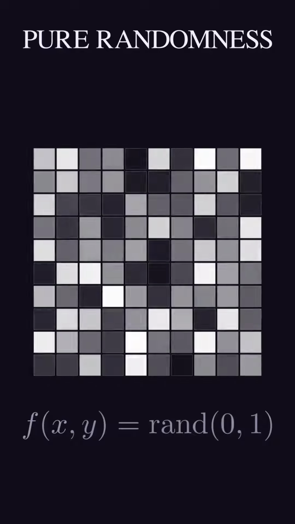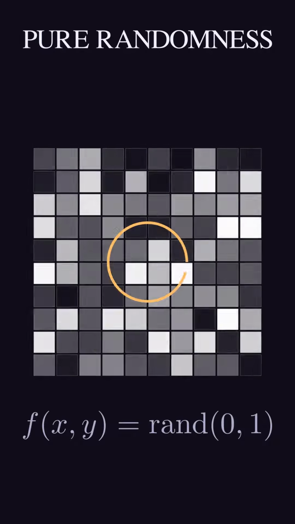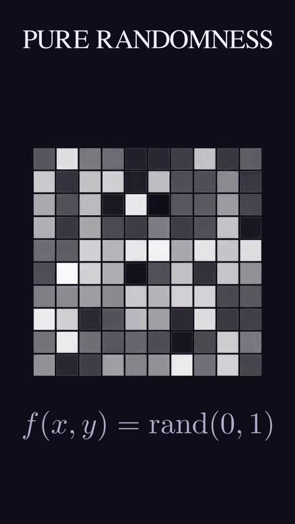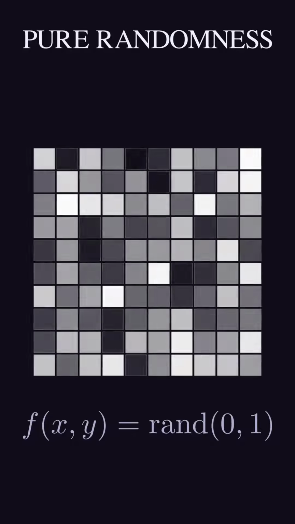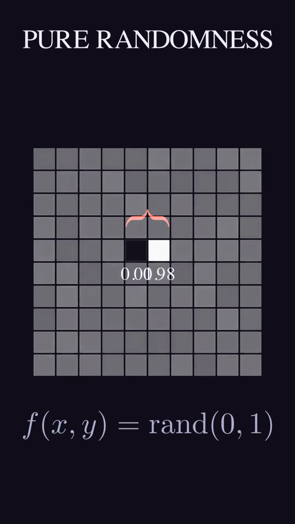Nature is not purely random, it is structured. Standard computer randomness produces white noise, where every single pixel is an independent roll of the dice. It looks harsh, like television static, because there is no correlation between a point and its neighbor. One pixel might be black and its neighbor white, with no relationship at all.